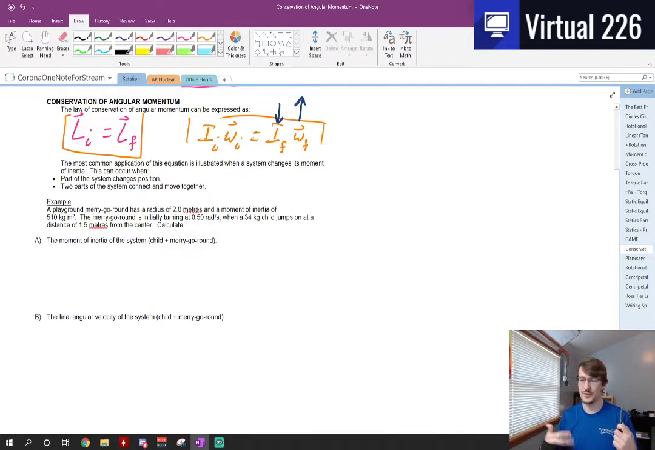We see it a lot in normal day-to-day life. If you do gymnastics, this is a big thing there, or diving, this is a big thing there. But really, if the shape of the object is changing or the mass distribution is changing, you're going to get a different speed based off of that. So let's take a look at this example real quick down here.